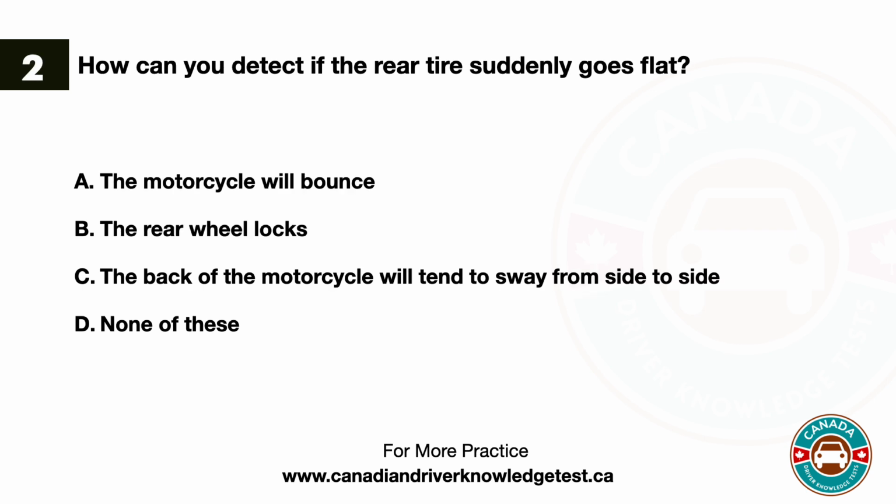Question 2. How can you detect if the rear tire suddenly goes flat? A. The motorcycle will bounce. B. The rear wheel locks. C. The back of the motorcycle will tend to sway from side to side. D. None of these. The answer is C. The back of the motorcycle will tend to sway from side to side.